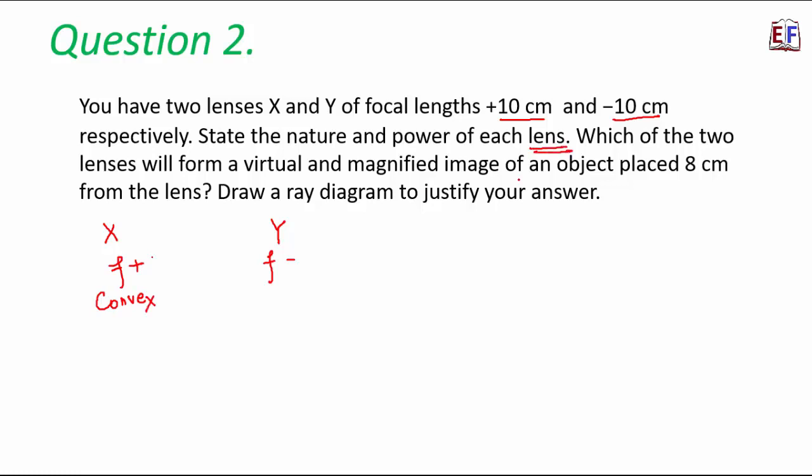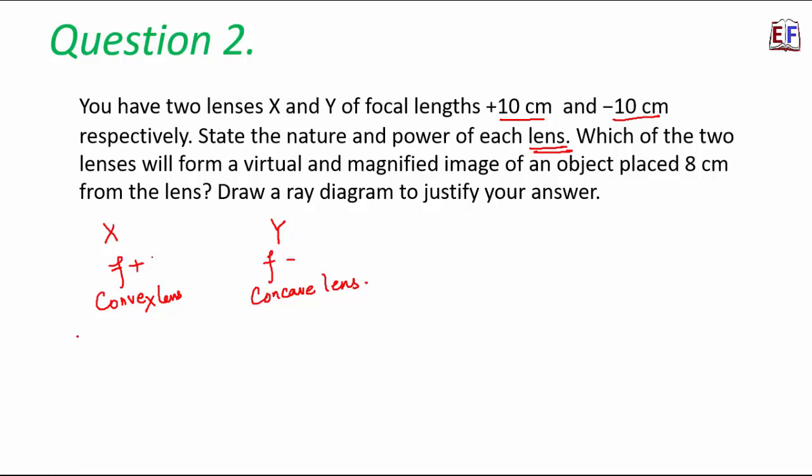So here we are talking about lens. Please focus on that, because sometimes children get confused between mirror and lens, because had we been talking about mirror in this case, then focal length positive would have meant concave mirror, right? Now focal length negative, so that would be concave lens.